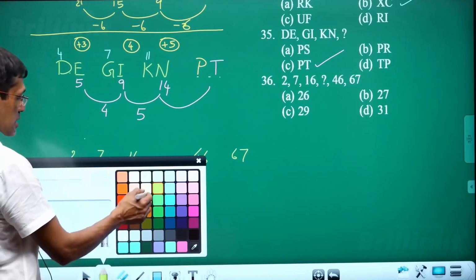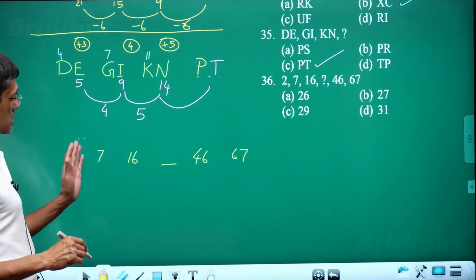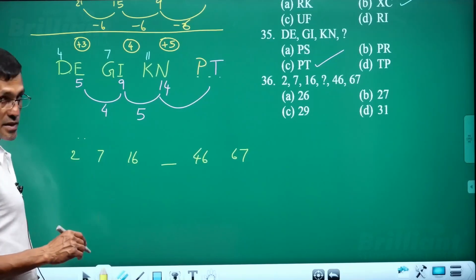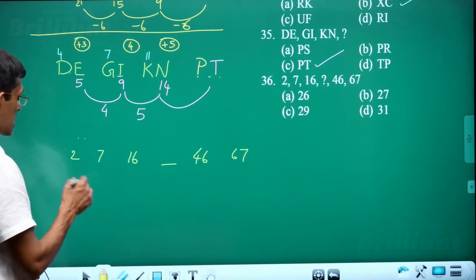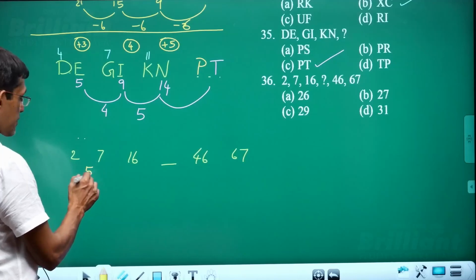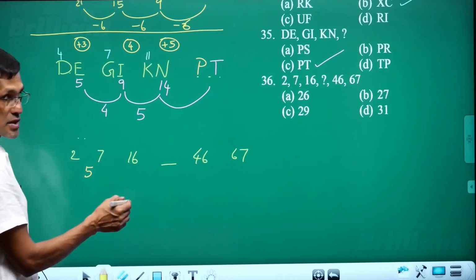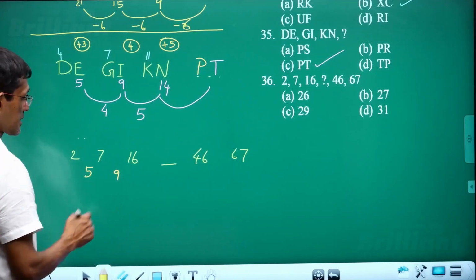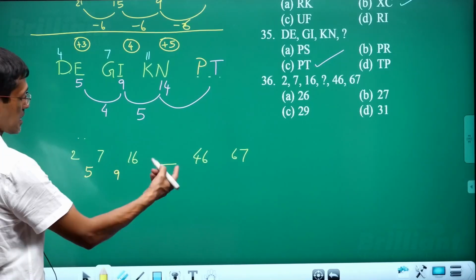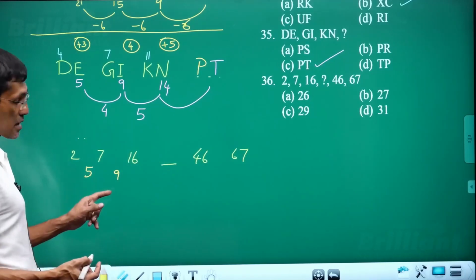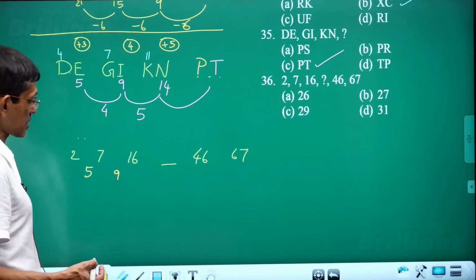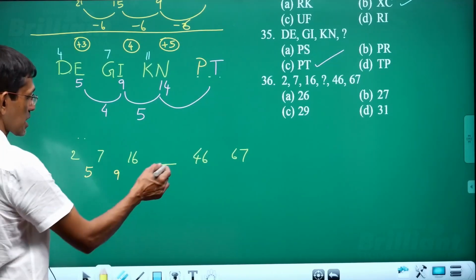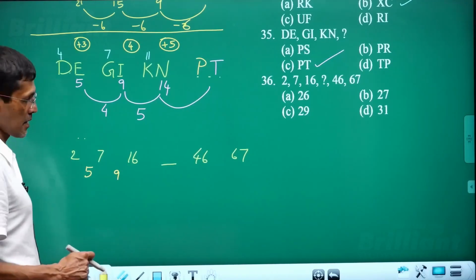So what is it? 2 plus something is 7. 7 plus something is 16. If you get a pattern like that, so let's say it's 5. 7 plus how much is 16? 9. And 16 plus how much? So 5, 9. What's the next one? We have no idea what's the pattern because the number is not given here.